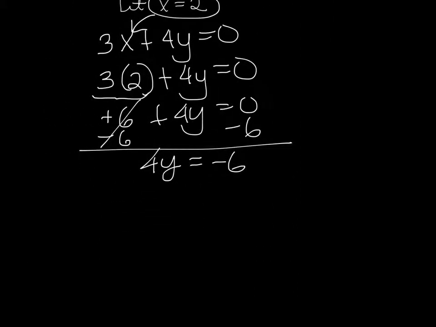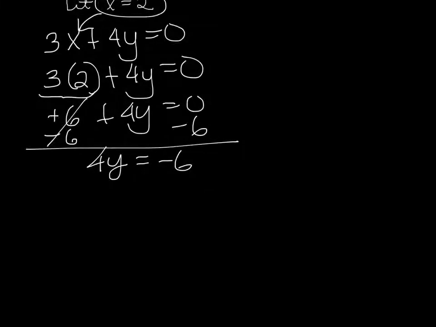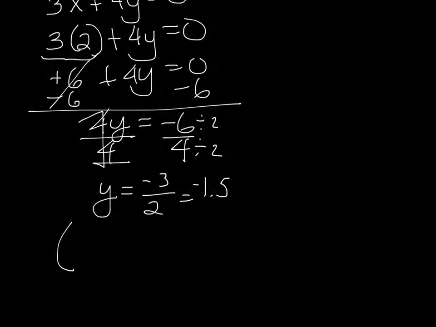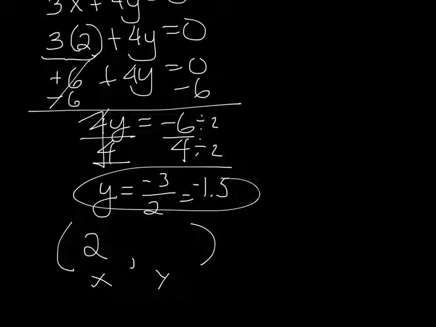Let me move this up. 4 times what is negative 6? Probably going to be a fraction. And we get y equals negative 6/4, but you can divide this by 2, so you get negative 3/2, or if you want to say, negative 1.5. So what point did you find? You said x was 2, and your output was negative 1.5. So we can plot this point.